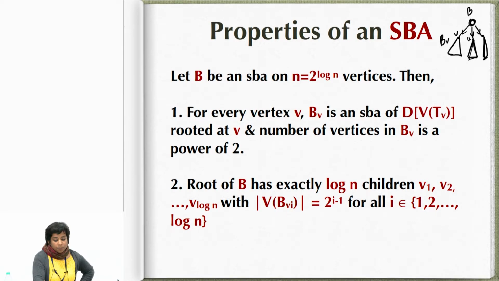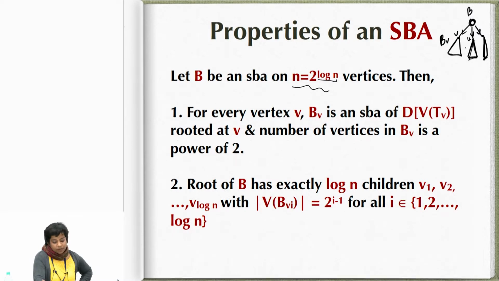Furthermore, the number of vertices in an SBA is always a power of 2. So that's why I wrote this. This log n is an integer, this whole value. N is always a power of 2, and the sizes of each of these subtrees are also powers of 2. Now, if an SBA has n vertices, as is the case with B, then its root will have log n children.